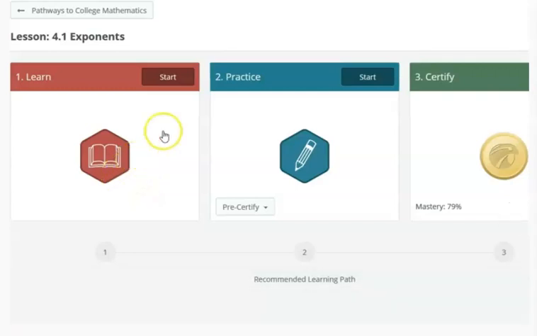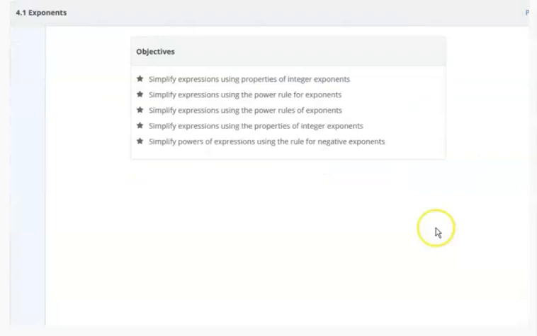Going into a new chapter, we're going to do some topics from chapter 4, starting with section 1 on exponents. These are the objectives, and we're going to move on.